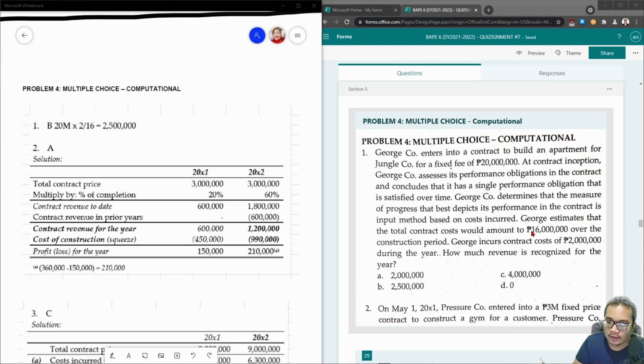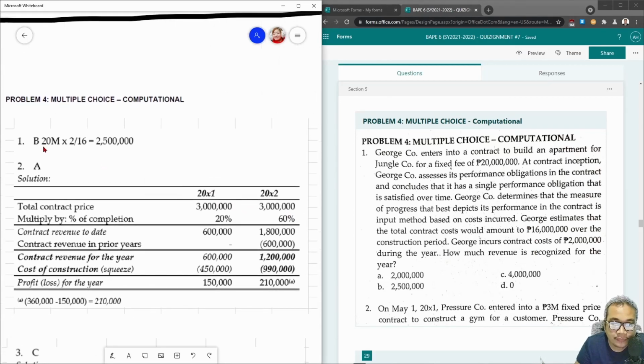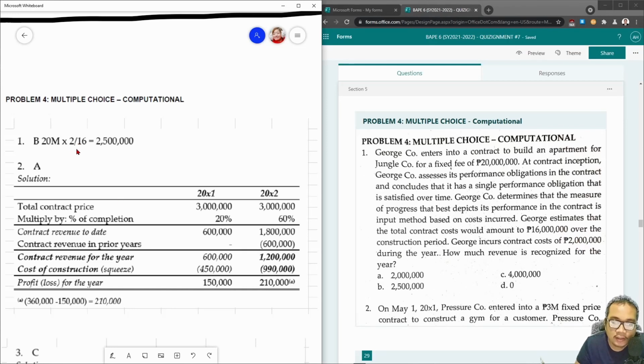George estimates that the total contract cost would amount to 16 million over the construction period and George incurs contract cost of 2 million during the year. So, ngayon, ang tanong, how much is the revenue recognized for the year? So, basically, gagawin mo lang percentage of completion times the contract price para malaman mo yung revenue for the year. So, in this case, 20 million, di ba? Tapos, 16 million yung total cost. Contract cost, 2 million na yung nagawa. 2 over 16, yan yung percentage of completion.